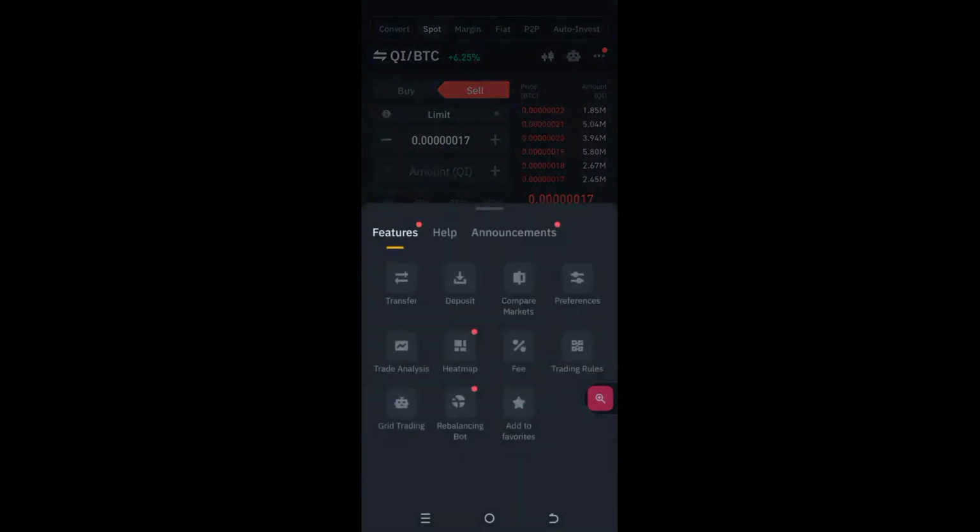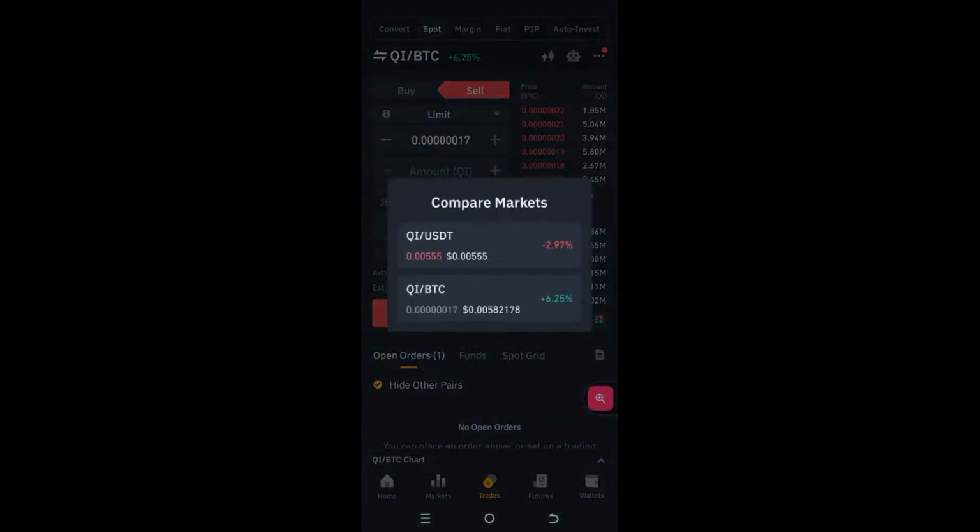So let's go ahead and check the compare markets. I want to show you something now, because this looks so good. It looks like 4%, right? But really, it's not 4%. Let me show you why I'm saying that. Because for us to carry out this trade, we need to look at the order book, very, very importantly. So I'm going to go back into my QI USDT.